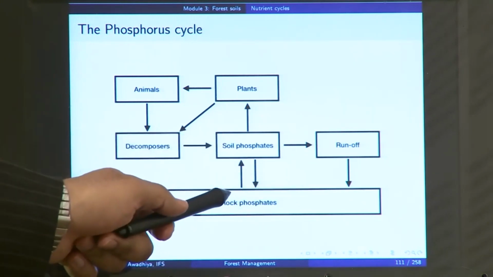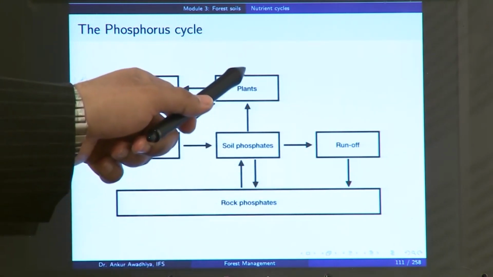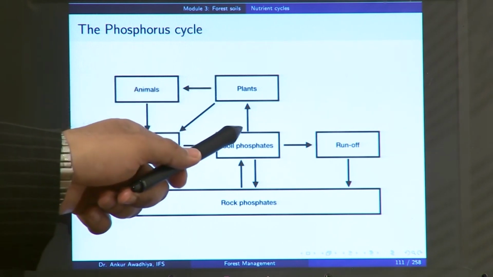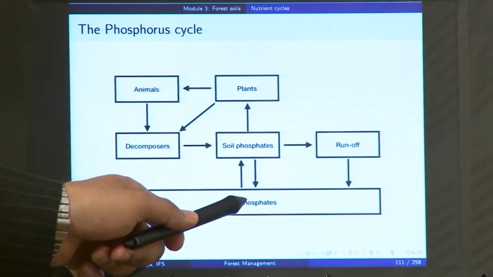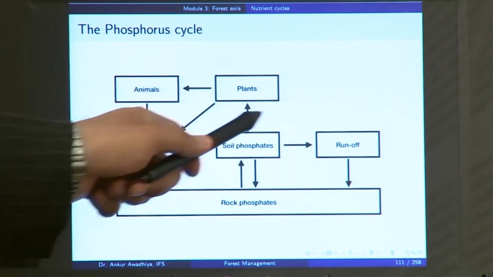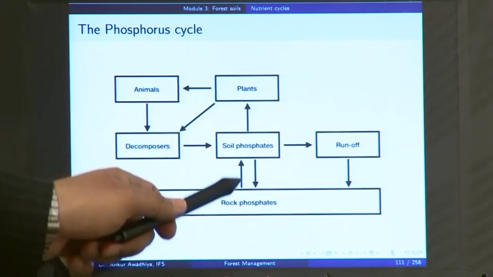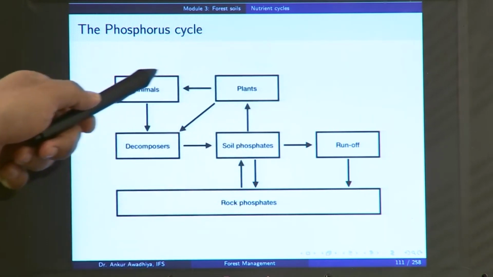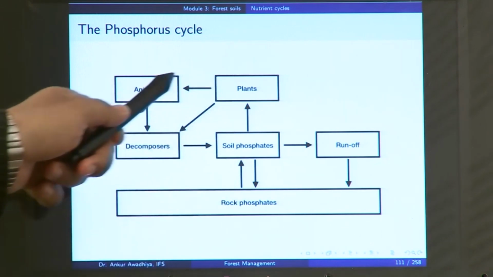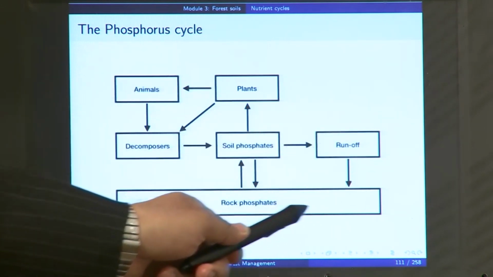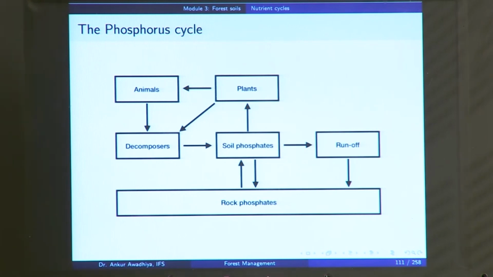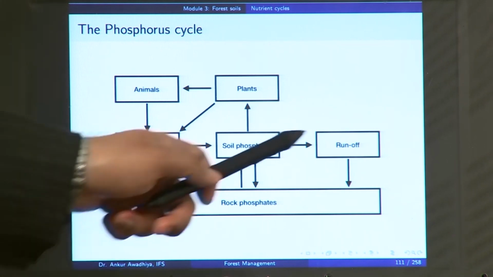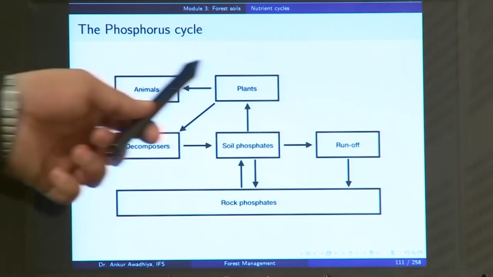So, the rock phosphates are moving through the soil phosphates, through the plants and decomposers back into the soil phosphates, or they are moving through the runoff and coming back here, or they are moving into the soil phosphates and back, or they are moving through animals and back, or through animals and the runoff back into the soil phosphates. So, all of these are cyclical processes through which phosphorus is moving between the lithosphere, the hydrosphere and the biosphere.